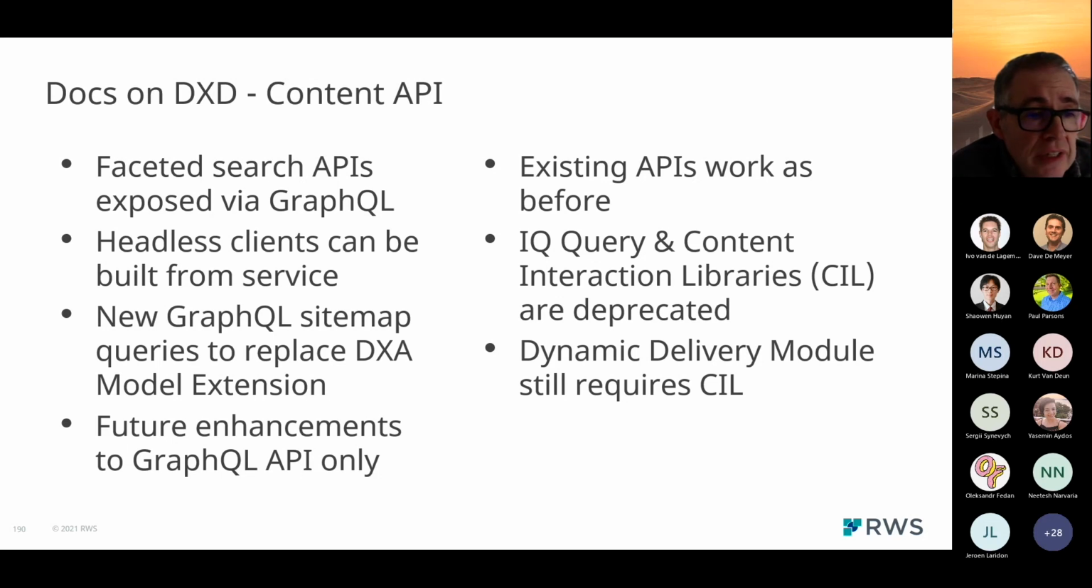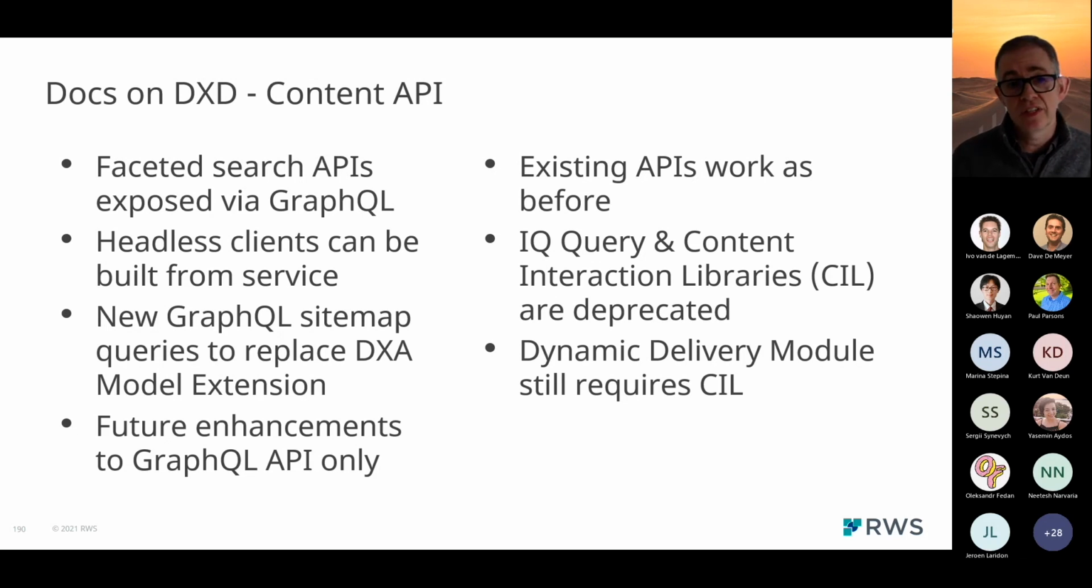One interesting point we have done in this release is, if you recall earlier, I was talking about the CIL was still a requirement for the dynamic delivery module. We have in this release introduced one of the gaps that we had between the GraphQL and CIL, and that's the sitemap and sub-sitemap trees. So that's now been added to our GraphQL API. And going forward, we will continue to enhance the GraphQL API to add further semantic capabilities and continue filling in the gaps between the CIL, which are deprecated, and GraphQL.